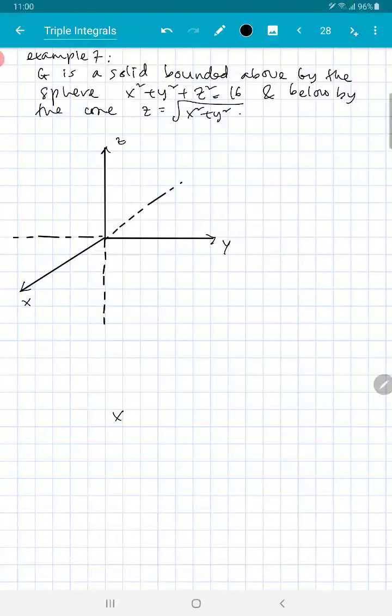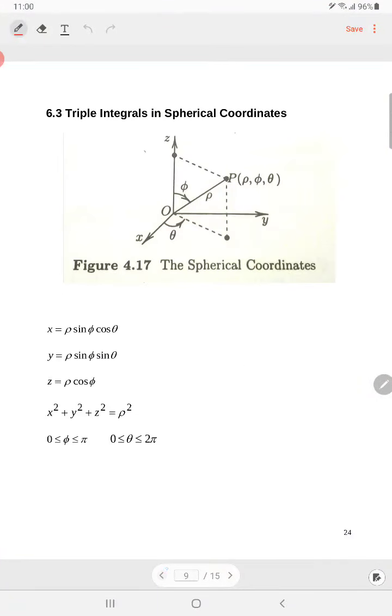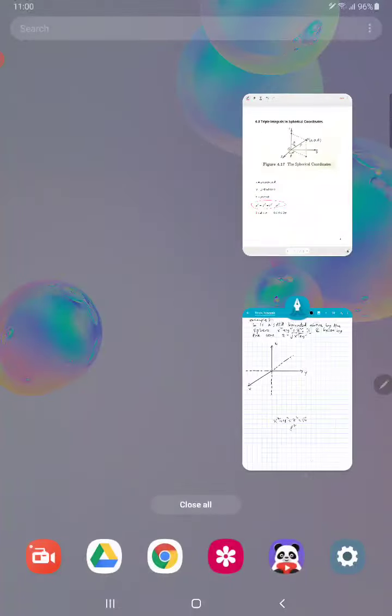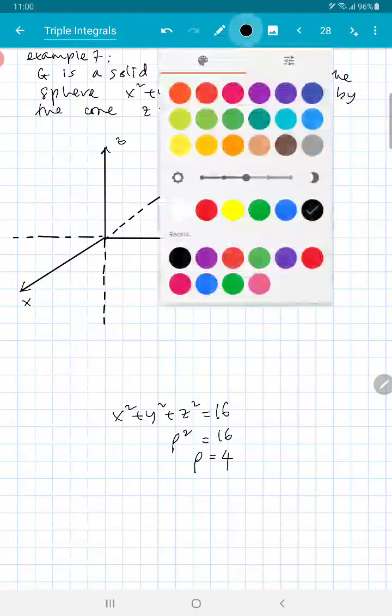So x squared plus y squared plus z squared equals 16 is a sphere of radius 4, and the center of the sphere is at 0, 0, 0, or the origin. And here we can write this down as, remember, x squared plus y squared plus z squared is rho squared, the relationship between x, y, z with rho, phi, and theta. So this is equal to rho squared equals 16, or another name for that sphere is rho equals 4. Okay, let's sketch the sphere.